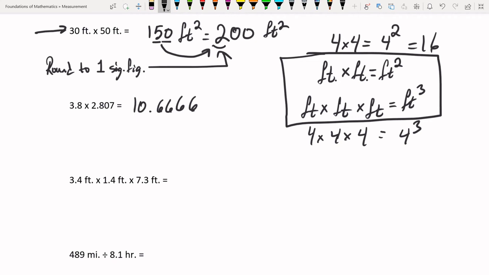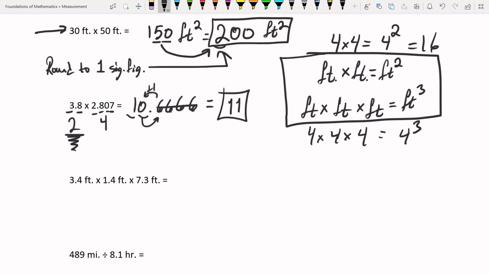So in the first one, 3.8, we have 2 significant digits. In the next one, we have 1, 2, 3, 4. So we have 2 and 4. And of course, we round to the least significant digit. So we round to 2 sig figs. It's going to be 1, 2. We round to this whole number place. We're looking at the next one. Is that 5 or greater? Yes, it is. Add 1. And then we always drop the decimal point if there's nothing in there. And in this case, we get 11. So 11 is our answer there. 200 feet squared was our answer in the previous one.